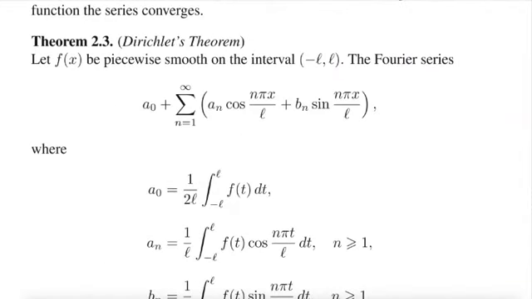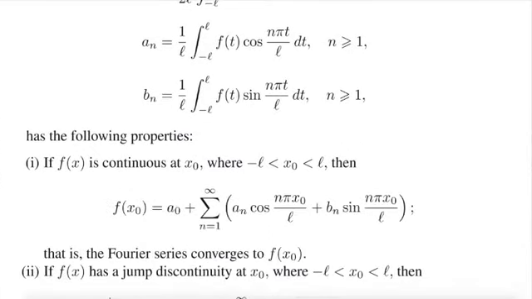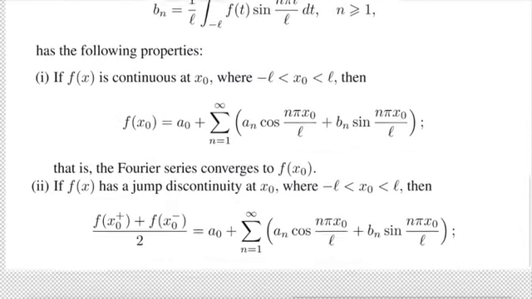Dirichlet's theorem. So let f be piecewise smooth on a symmetric interval. So now we go from minus L to L. And then we have the Fourier series like we computed a few already. Coefficients a0, an, bn, and then cosine and sine terms. And the coefficients can be found by these integration rules, which we have seen as well. So now we collect, I think, about 3 properties of the Fourier series.